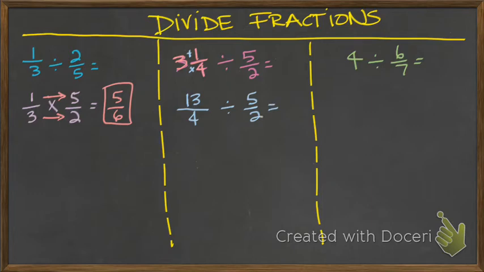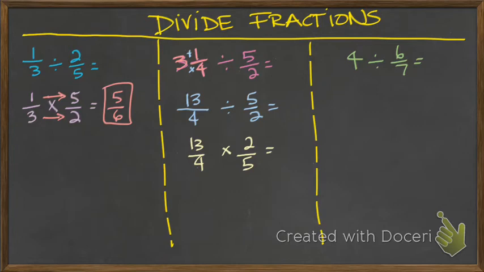Now we can do the keep, change, flip. So keep the first number, change it to multiplying, flip the second number, and then multiply across. If you happen to notice that you can cancel something out before you multiply, you could do that. Or you could just multiply across and get 26/20ths and then simplify that. I'm going to just show you.